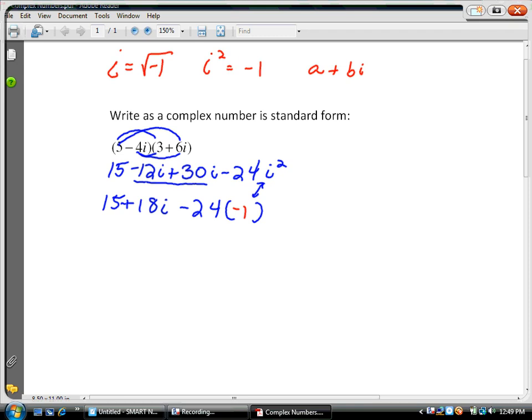So I'm going to multiply -1 and -24. We end up with 15 plus 18i plus 24. So again, as you can see, we have two like terms, and we're just going to combine those. We end up with 39 plus 18i. And that one's done, written in standard form.